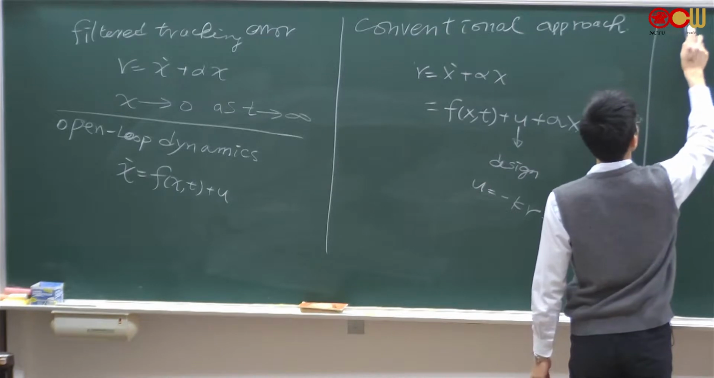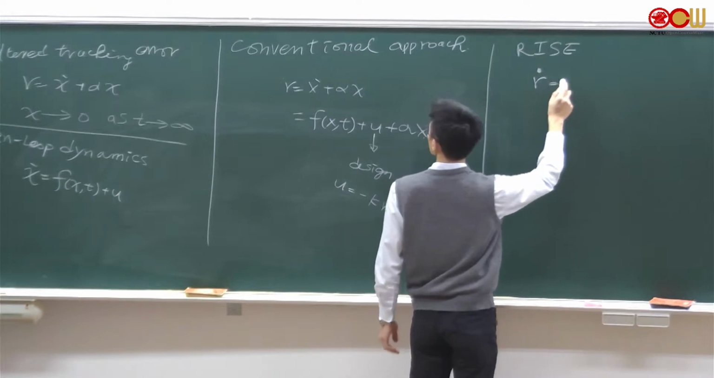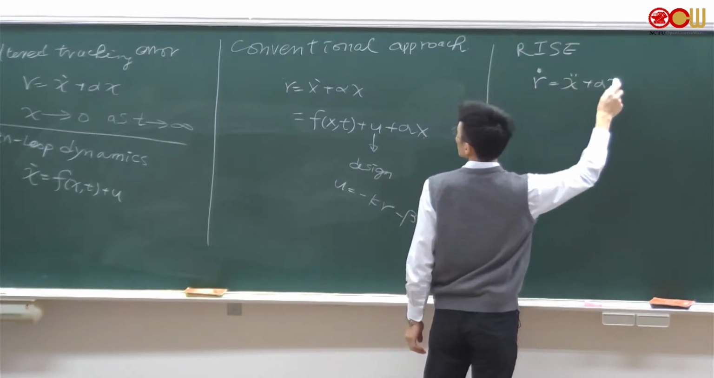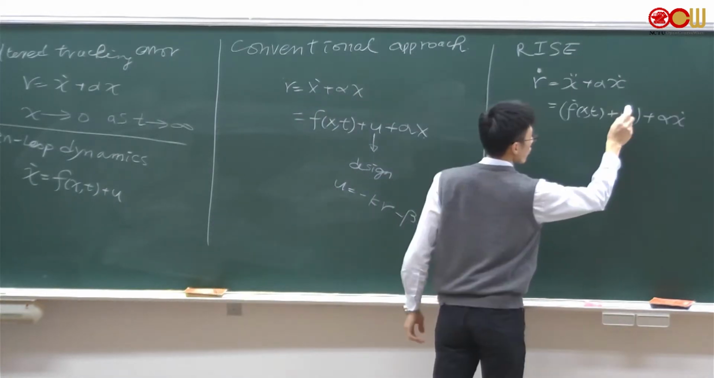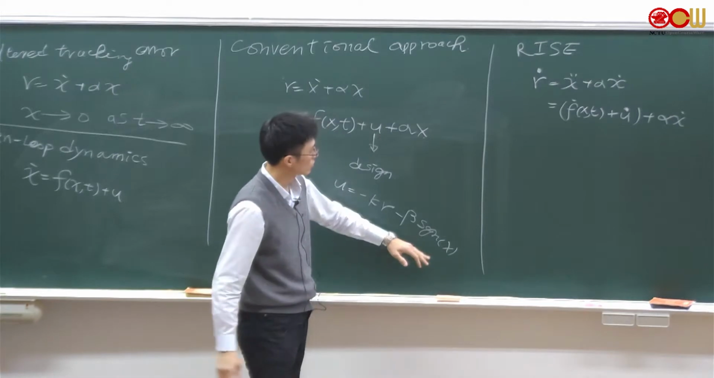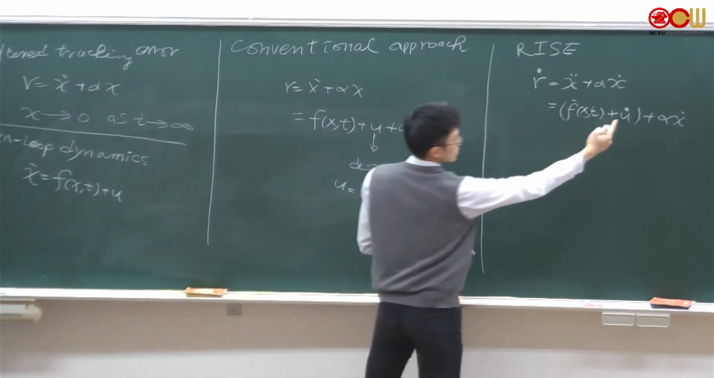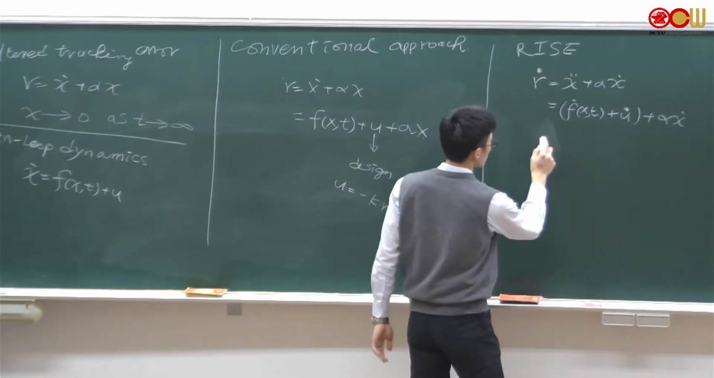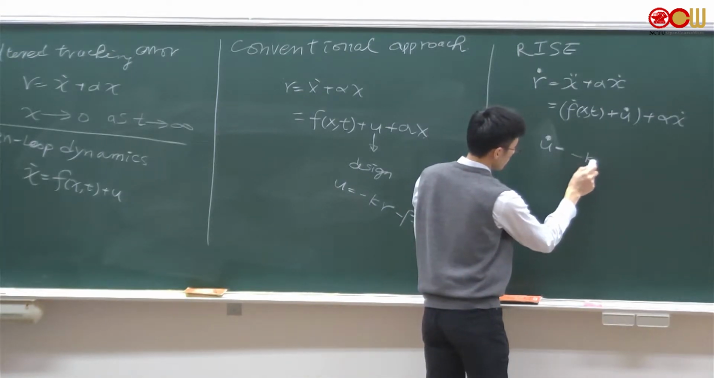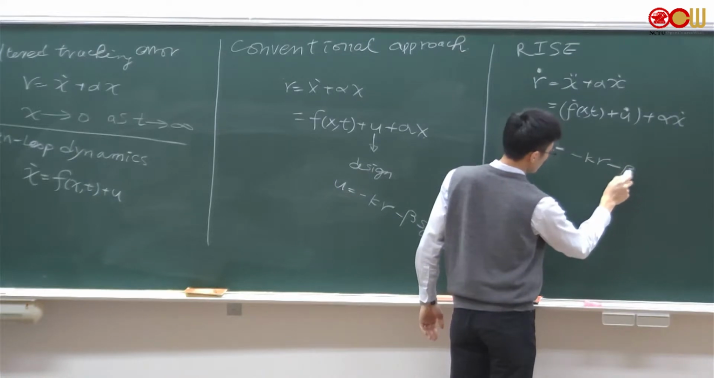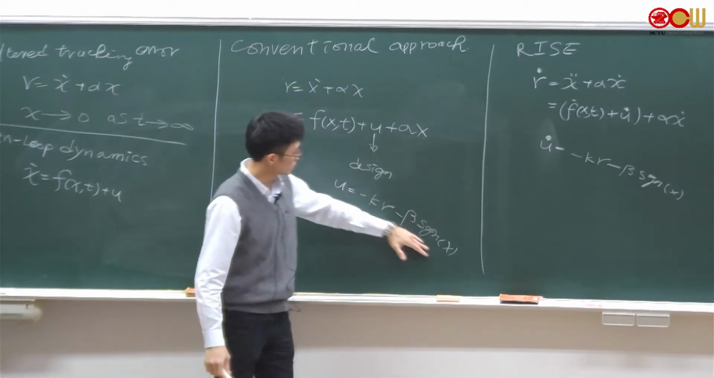For RISE, we will take one more time derivative compared to here, because we want to eliminate the high frequency terms. We move the high frequency terms into u dot, whereas right here it is in u. So similarly, you can design u dot to be again minus K R minus beta sign(x). Here it is the same.